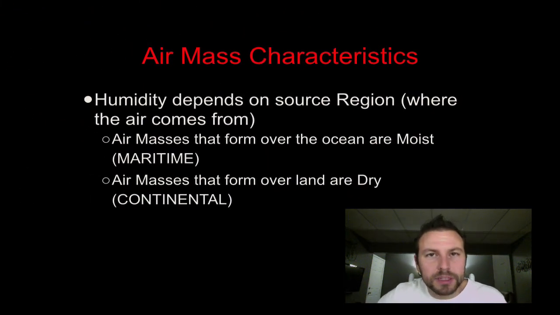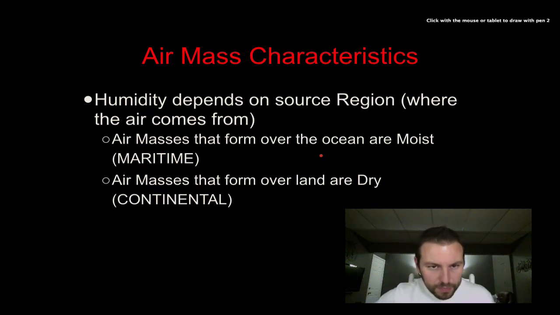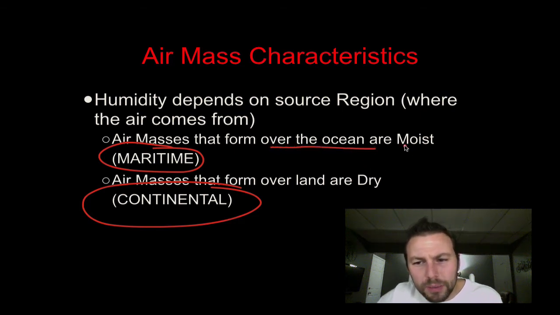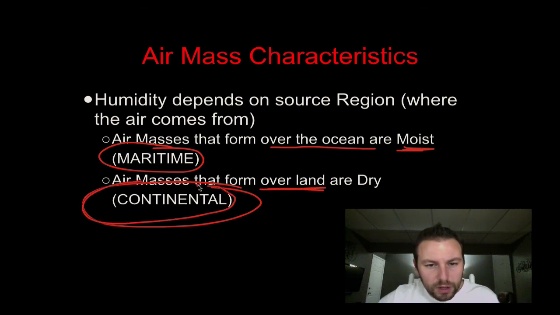So like I said, the air mass has certain characteristics. The first one we're going to look at is the humidity, or how much moisture is in it. The humidity is going to depend on the source region, where it comes from. Where it comes from is either going to be maritime or continental. Maritime meaning it forms over the ocean. Well, the ocean has a lot of water in it, so those air masses are going to generally be moist. Air masses that come from over land are known as continental. Well, the land for the most part is going to be relatively dry. So continental air masses are dry. Maritime air masses coming from the ocean are going to be moist.